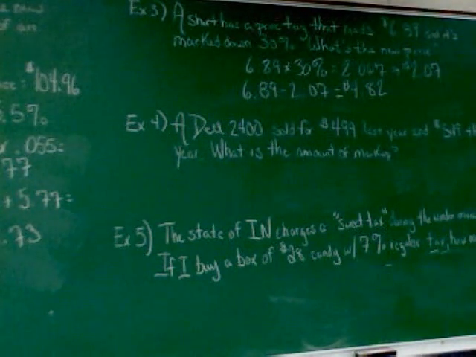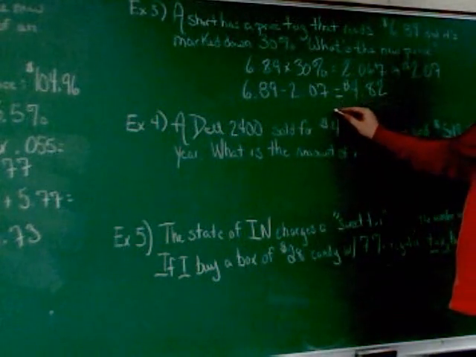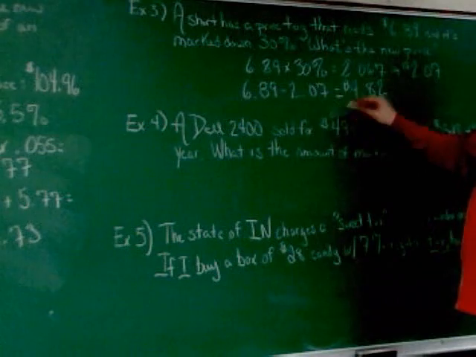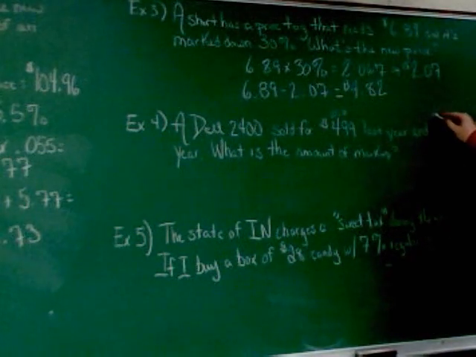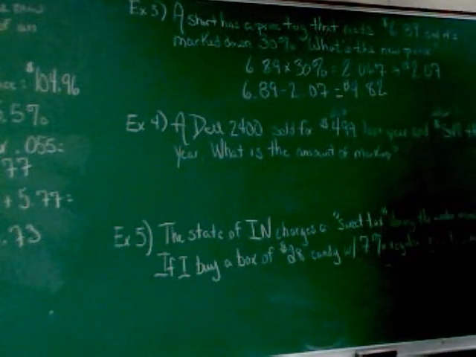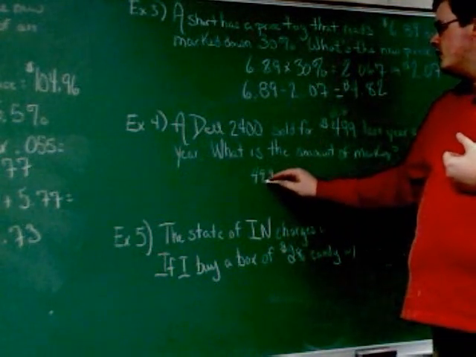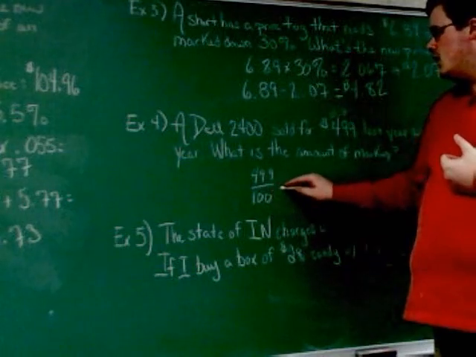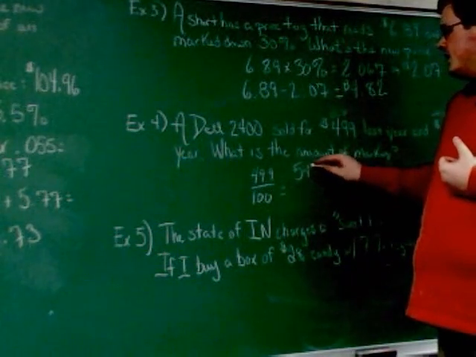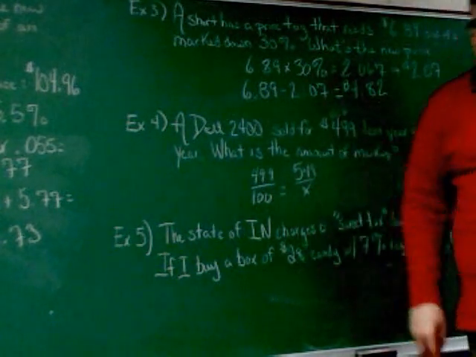Shouldn't be terribly difficult for us to identify the old and new, because they told us the one from last year, that would be the old, obviously. So old is $499, and the new is $549. So I got $499 over 100 equals $549 over x.